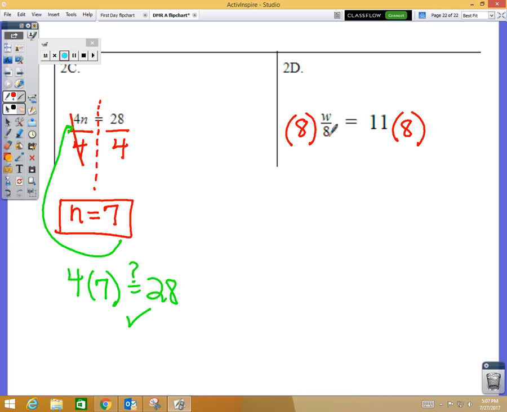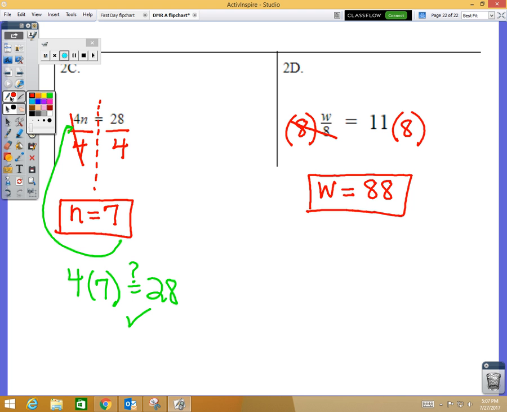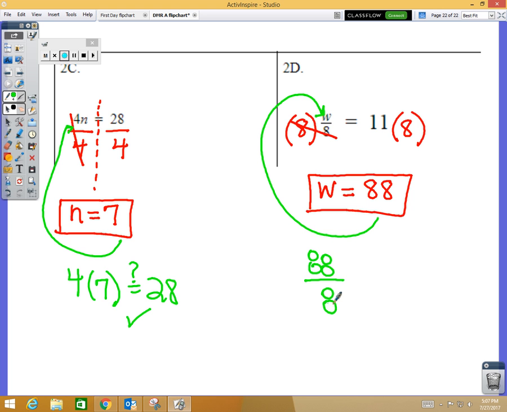So my dividing by 8 and my multiplying by 8 are going to cancel out, leaving me with W equals 11 times 8 is 88. Pretty positive that's my answer. I'm going to box it in, but I am going to check it, and I'm going to check it by substituting in the 88 for this W. So does 88 over 8 equal 11? 88 divided by 8 is 11. So I am correct.